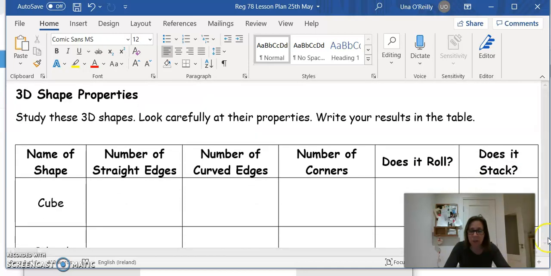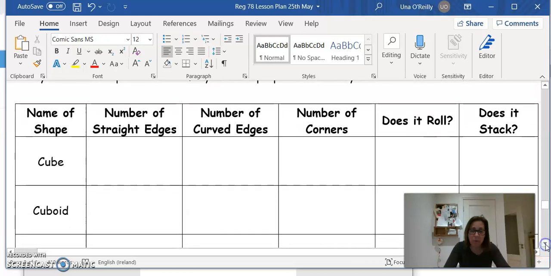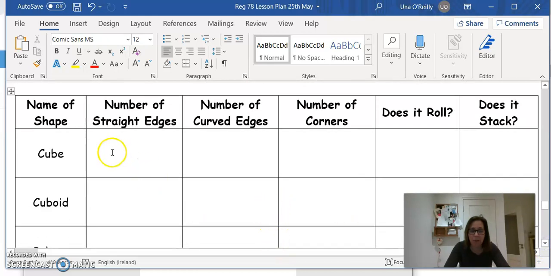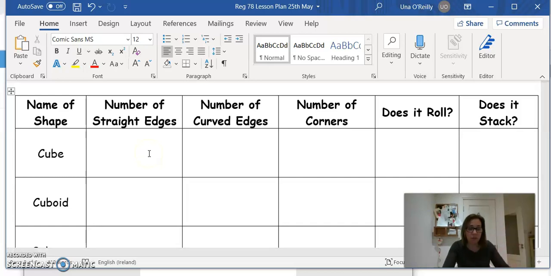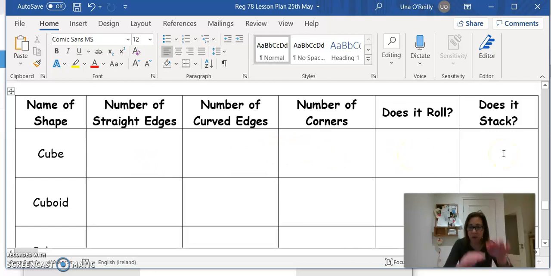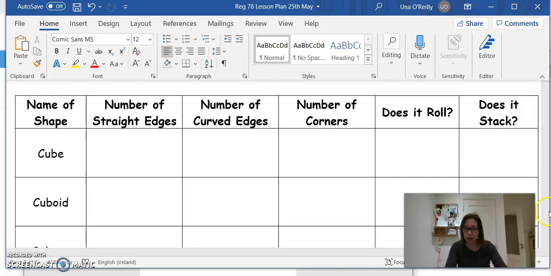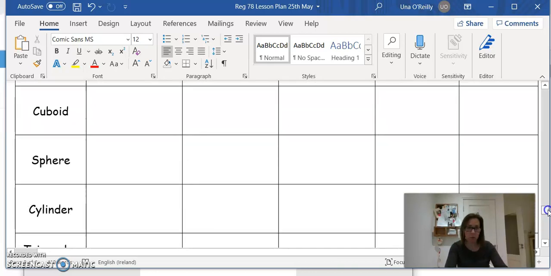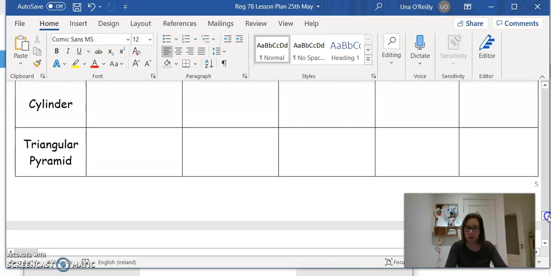And the 3D shapes have slightly different definitions or different properties, I suppose. So you're asked here for the number of straight edges. The number of curved edges, like this one, can you see that? And cone. The number of corners, and then it asks, does it roll? So you can try that out, see if it does roll, or does it stack? Can you stack one on top of another? So you've got various different 3D shapes there. I'm just going to scroll down through them. You have a cube, a cuboid, a sphere, cylinder, and a triangular pyramid.